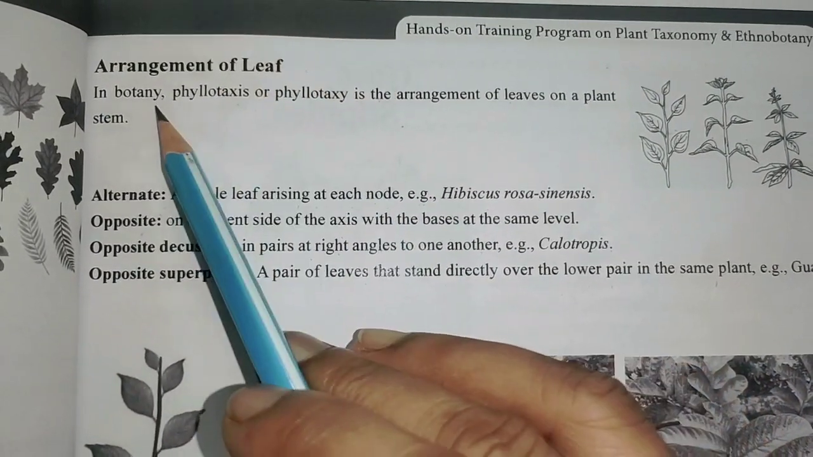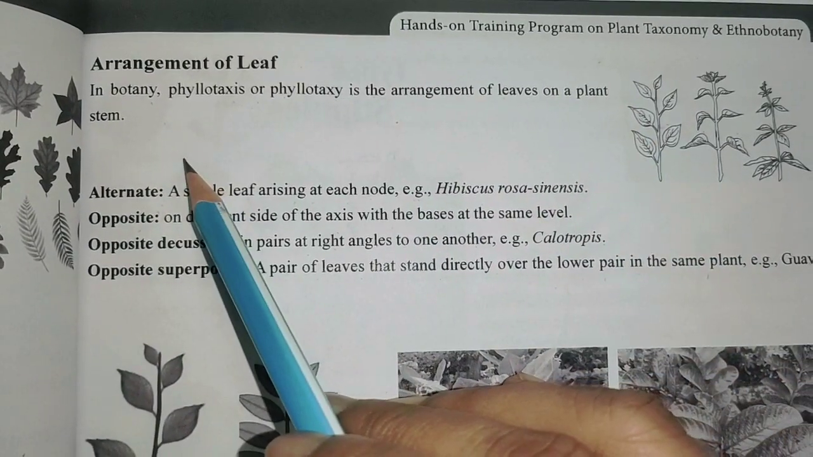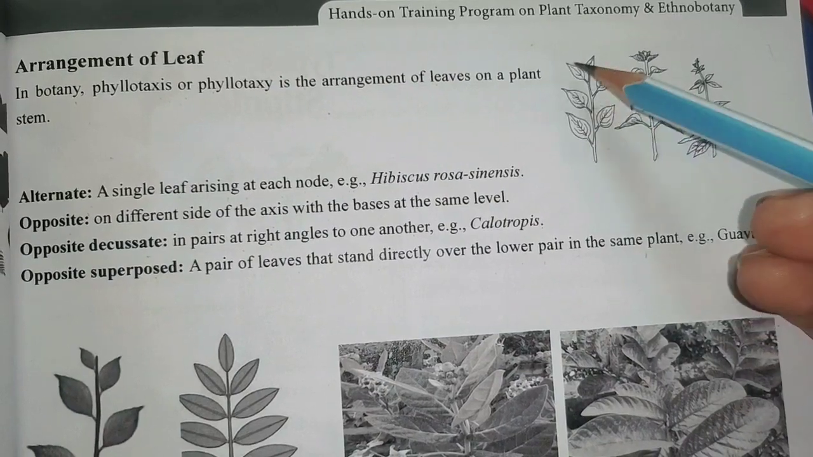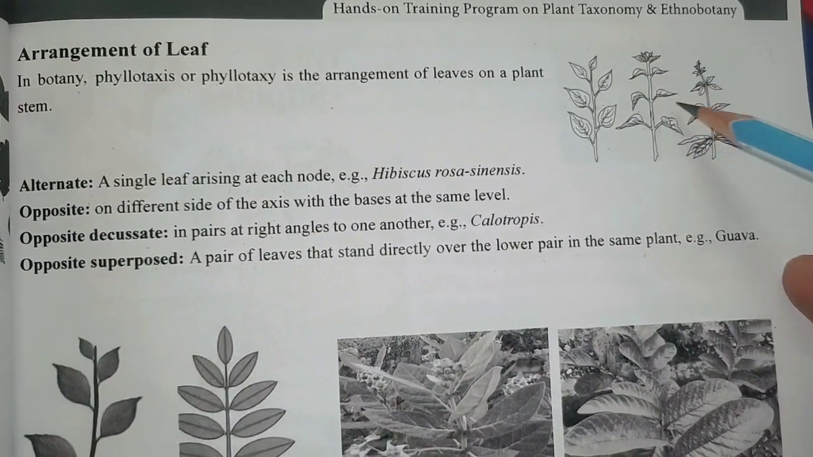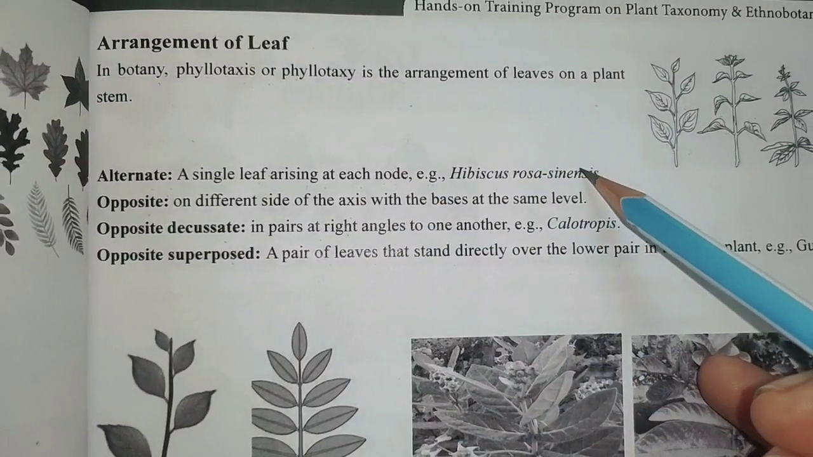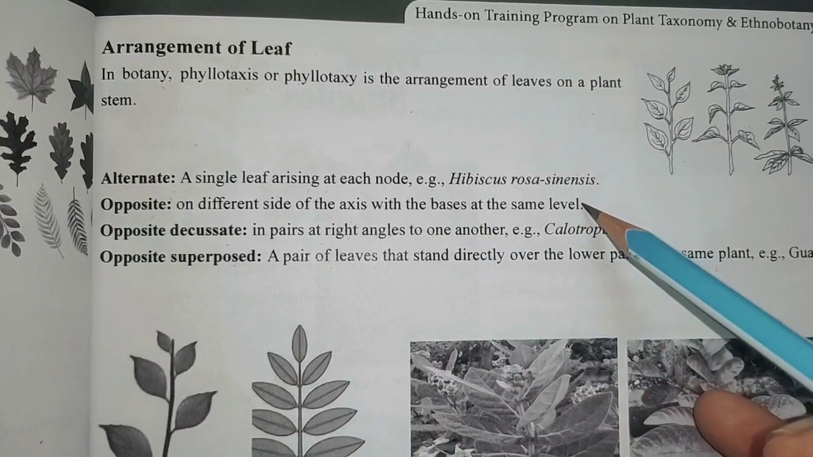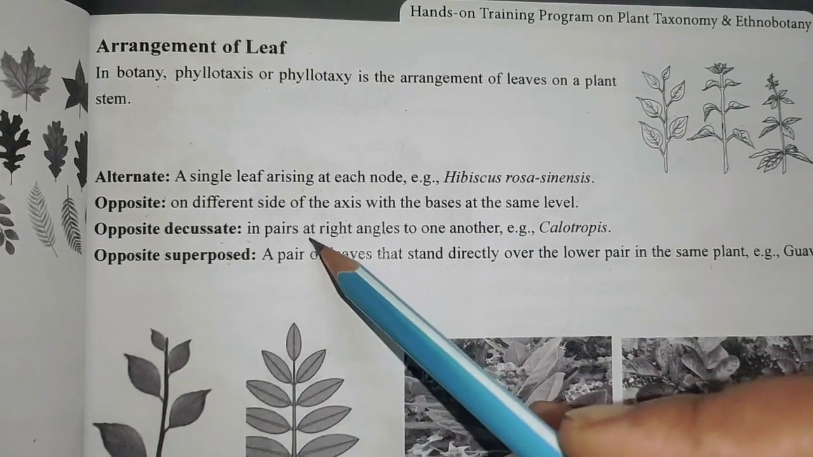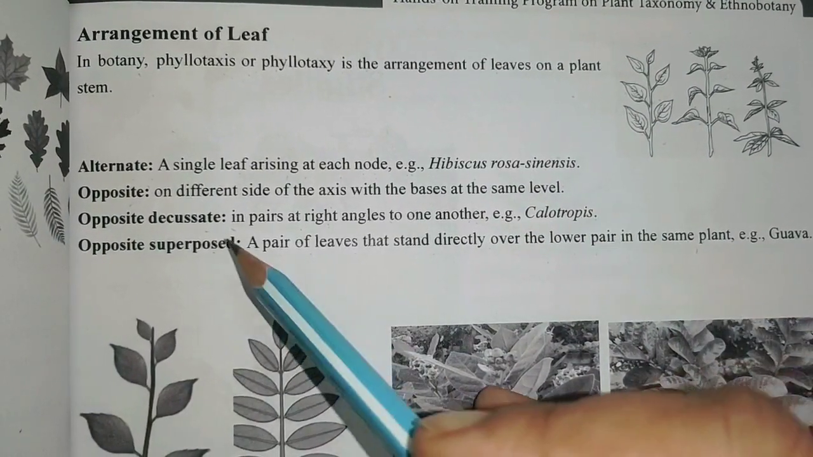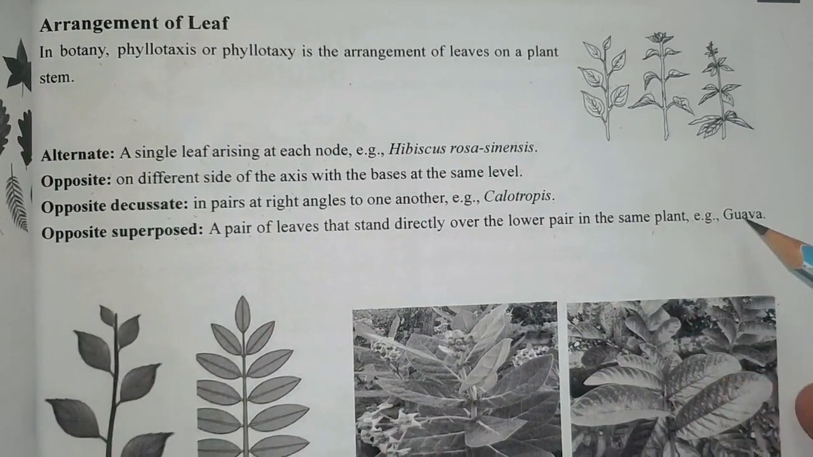Arrangement of leaves. In botany, phyllotaxis or phyllotaxy is the arrangement of leaves on a plant stem, like alternate manner, opposite manner, alternate zigzag, opposite and parallel. Alternate: a single leaf arising at each node, like Hibiscus rosa-sinensis. Opposite: on different sides of the axis with the bases at the same level. Opposite decussate: in pairs at right angles to one another, like Calotropis madar. Opposite superposed: a pair of leaves that stand directly over the lower pair in the same plane, like guava.